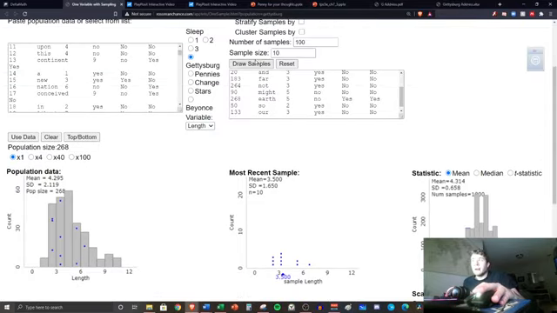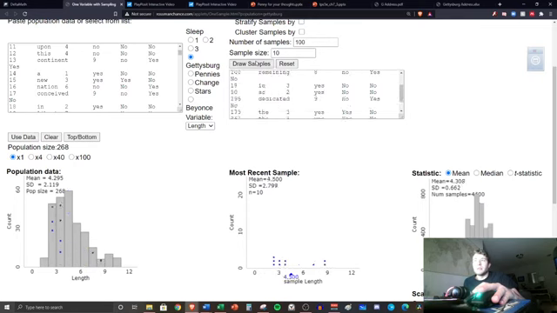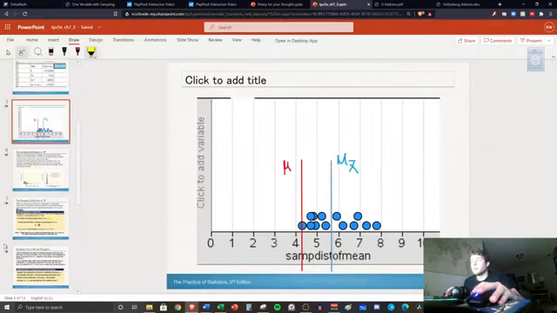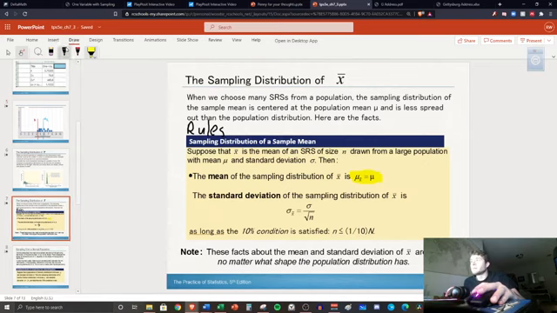Next, we're going to talk about standard deviation. That's what we want to do next. So I'm going to do several more samples here. So let's talk about standard deviation. Let's draw another bullet point. The standard deviation should be equal to this right here. Okay, standard deviation of X bar is equal to sigma over the square root of n.